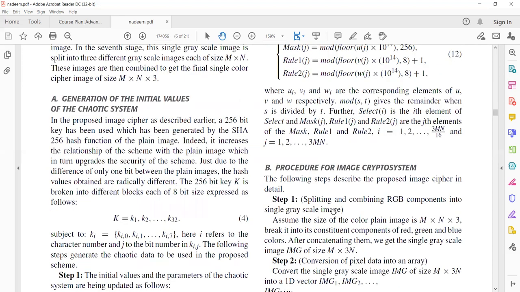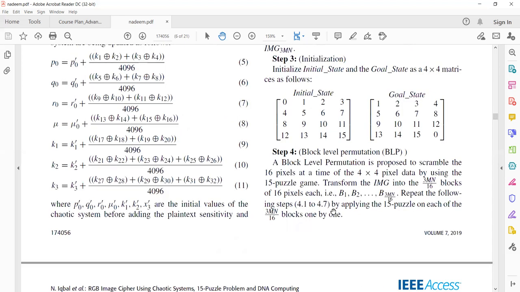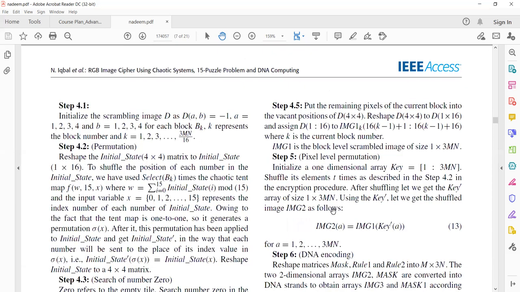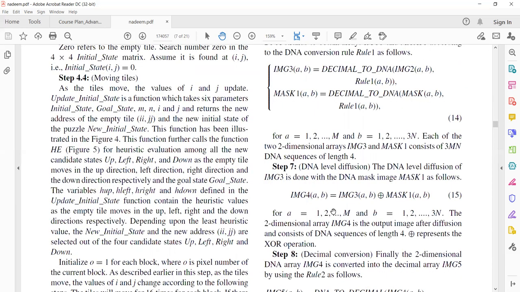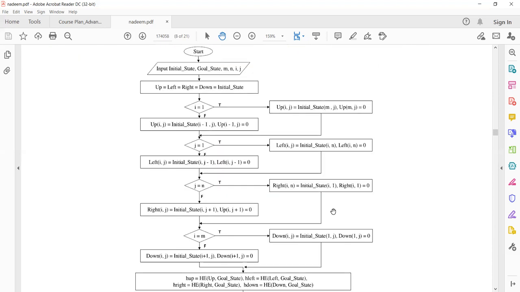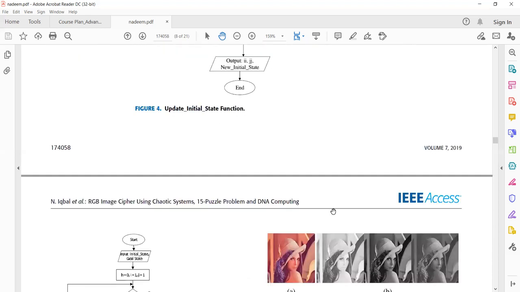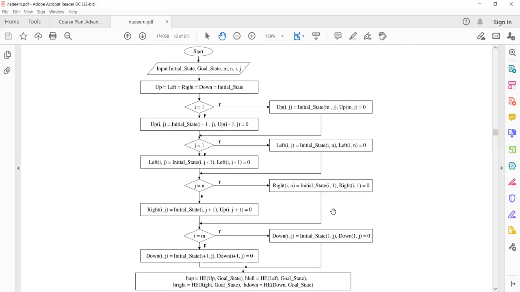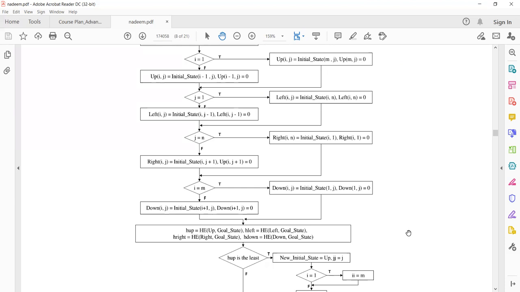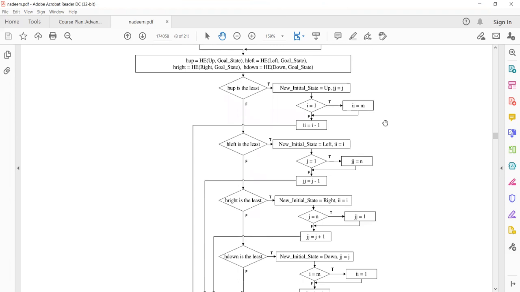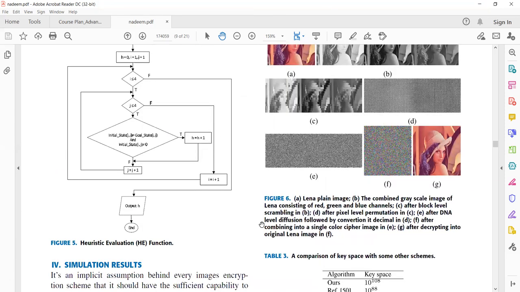This is the description of our encryption scheme. As you can see, these are the initial values, the update initial value function. By using the heuristic values, it selects the next tile. And this is the heuristic evaluation function.